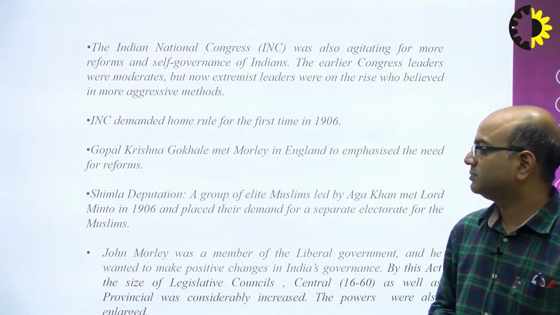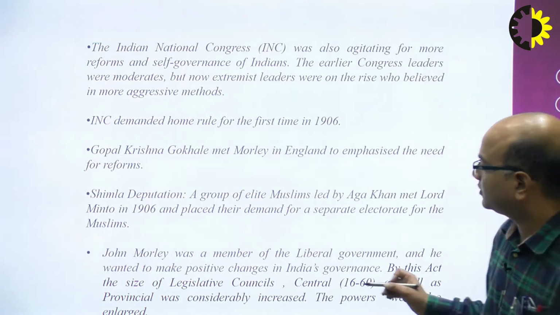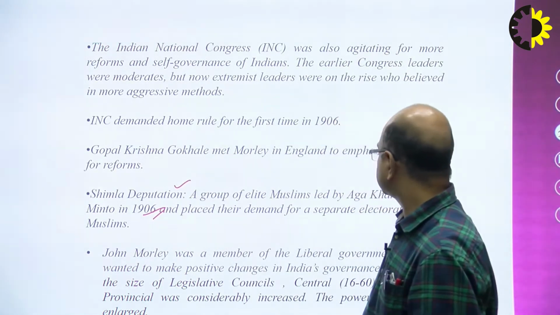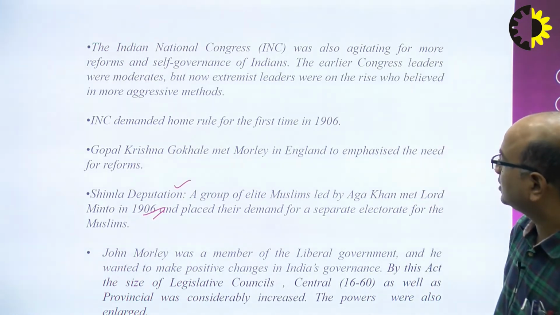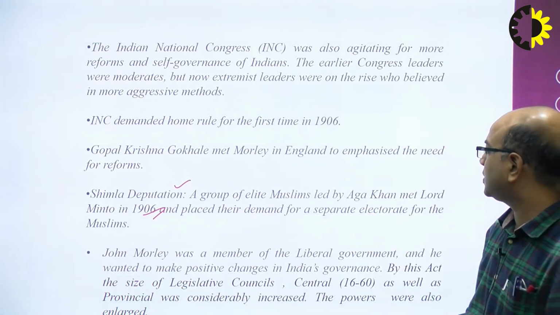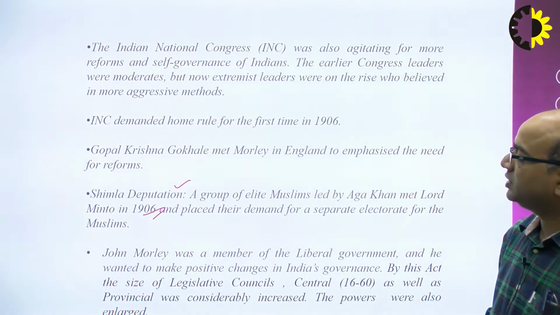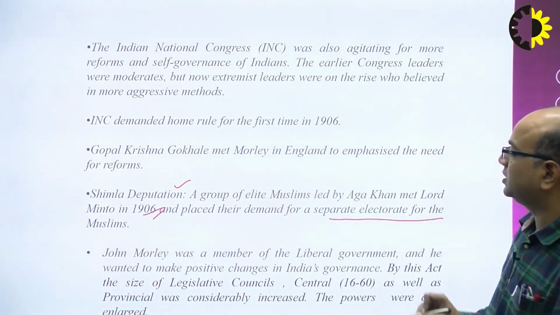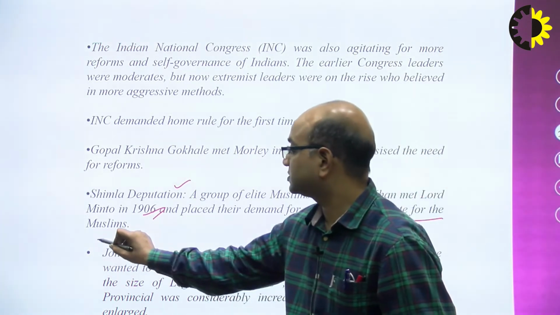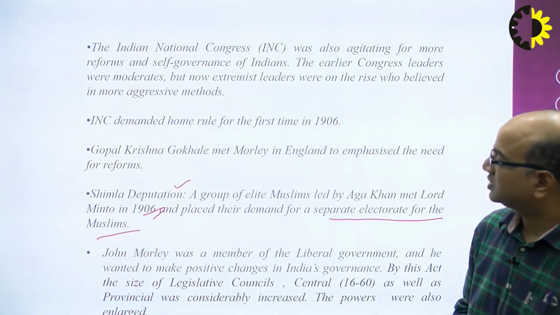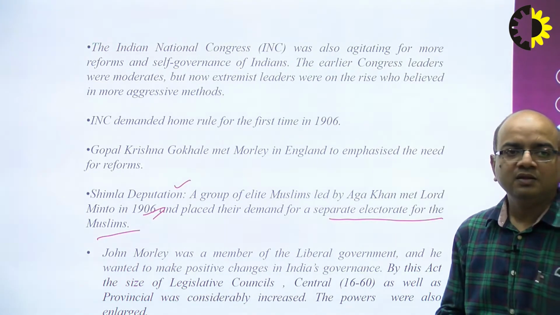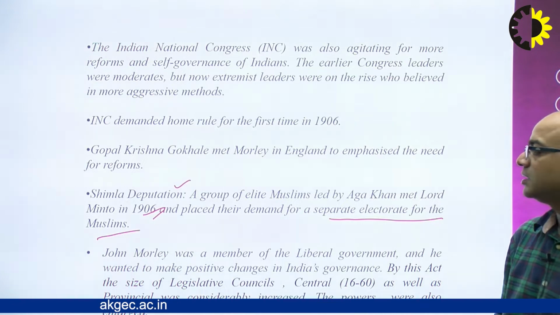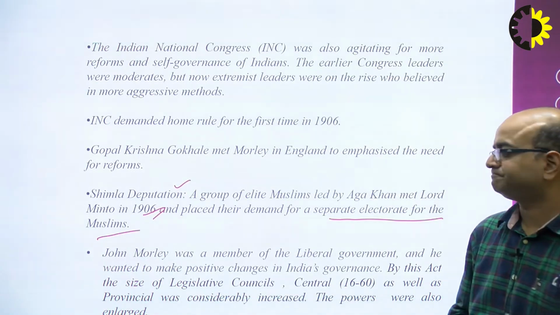The next is the Shimla deputation. In 1906 this Shimla deputation was held, and a group of elite Muslims, led by Aga Khan, met Lord Minto and placed their demand for a separate electorate for Muslims. I think this was also the year in which the Muslim League was formed, and they asked for a separate electorate, their own separate representation in India.